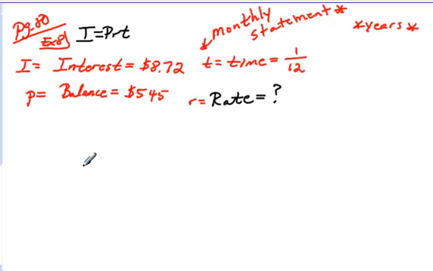Let's sub it in to the equation. So we're using, again, I equals PRT, our interest formula for simple interest. For the I, we're going to put in 8.72. In place of principal, we'll put the balance, which is 545. Times, we don't know rates, I'll put times R times T, which is 1/12.